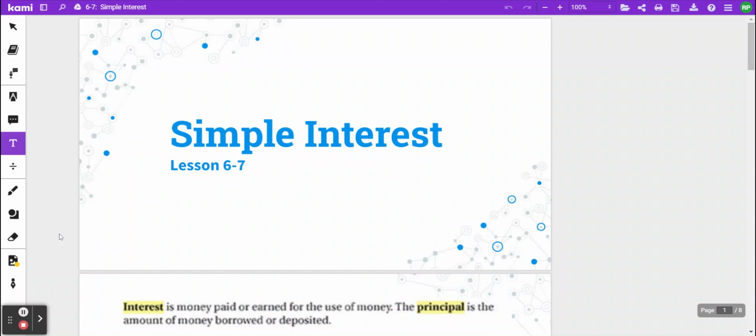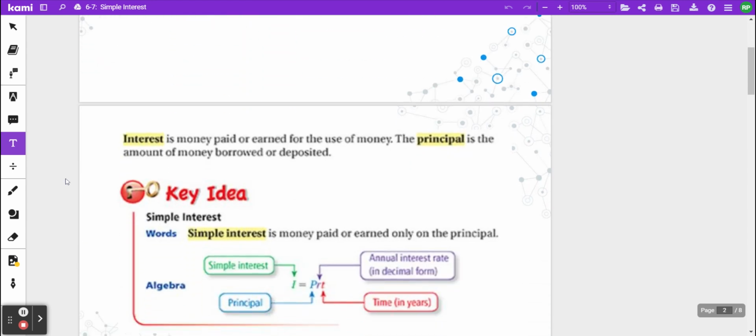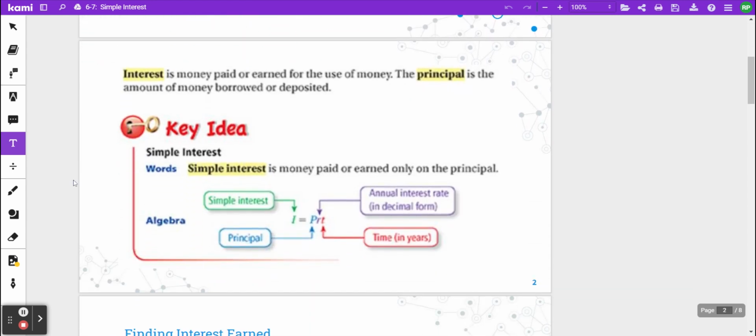Good morning, math students. Today we are going to learn about simple interest. Simple interest is another very common real-life application using percentages. Before we start solving the math problems with simple interest, we need to know what these vocabulary words mean.